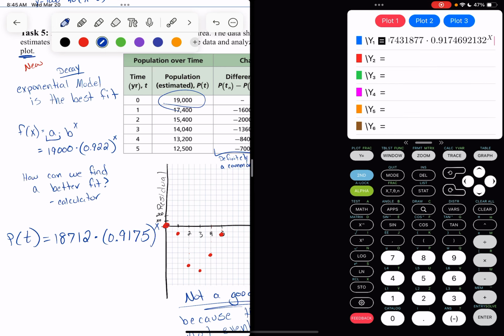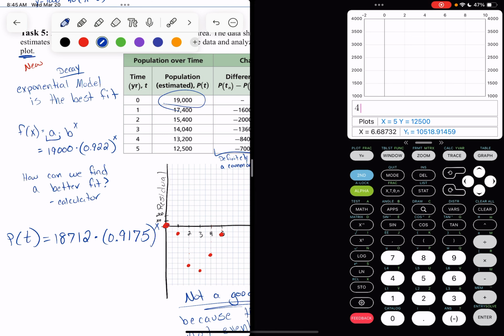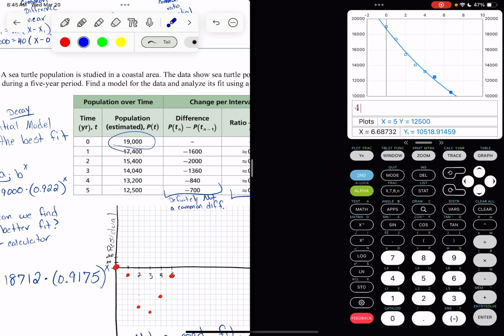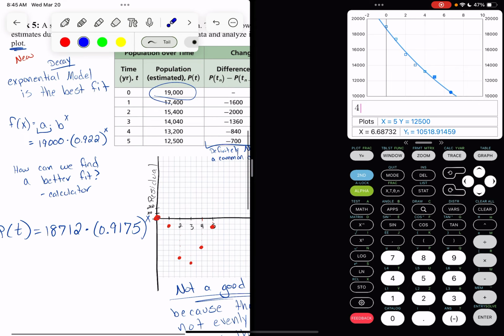And so if we go, my plots are on, there's the equation, I go to Graph. Again, I can't see it because of window issues. So for my window, I need to see from about 12,500 to 19,000. So my minimum is about 10,000, and going up to 20,000. Okay, so there's my line, there's my points. So that might be a much better fit.